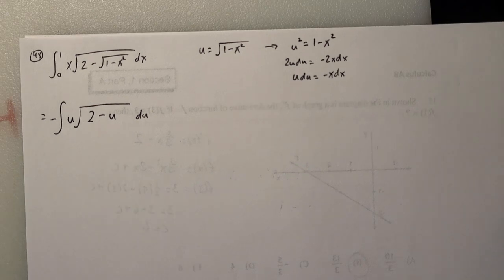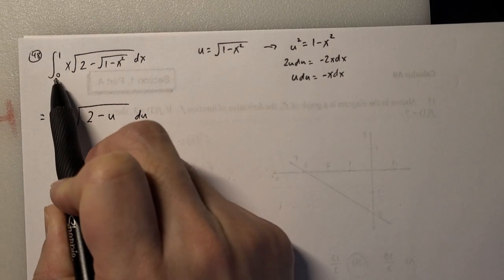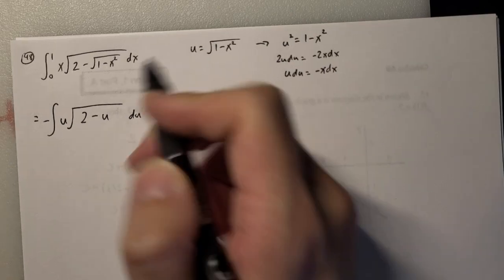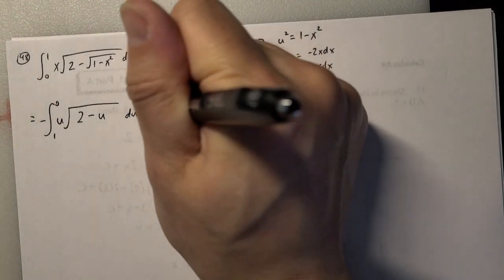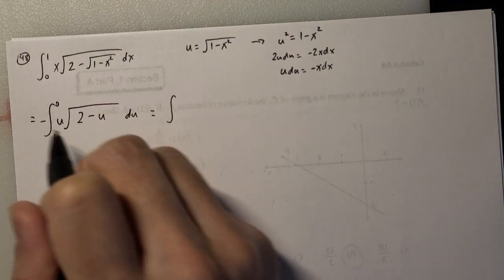Okay, now let's do our limits. When x is 0, we can plug into here, u is 1. When x is 1, u is 0. Okay, so we can get rid of the negative sign and flip our limits.